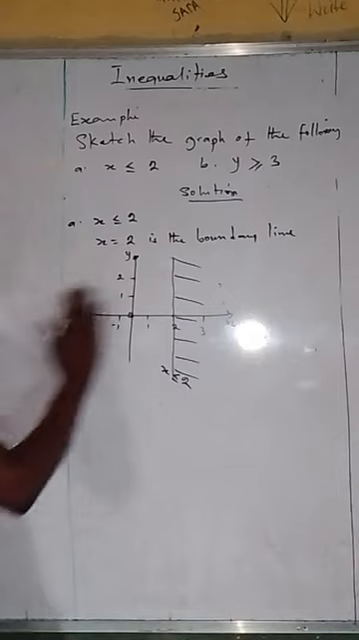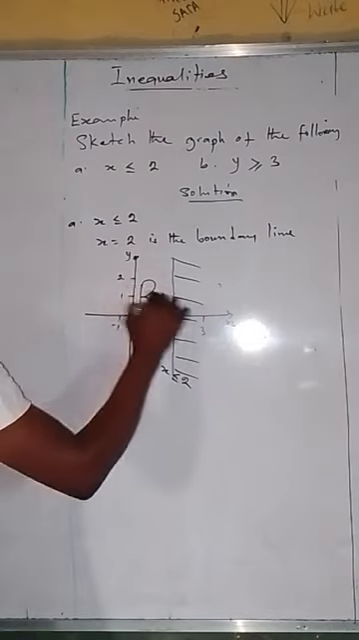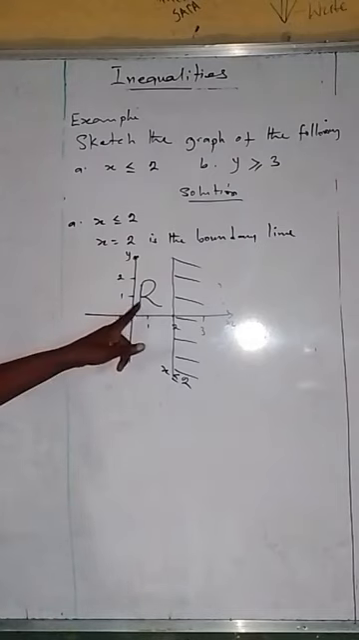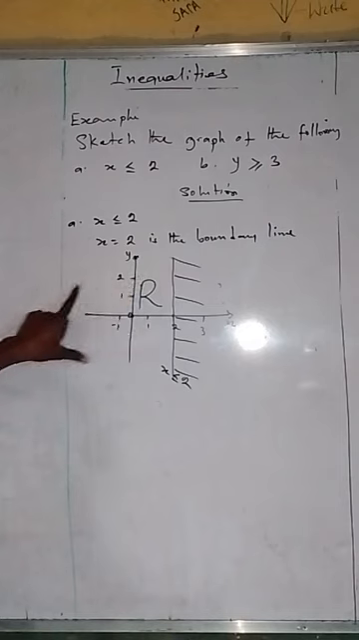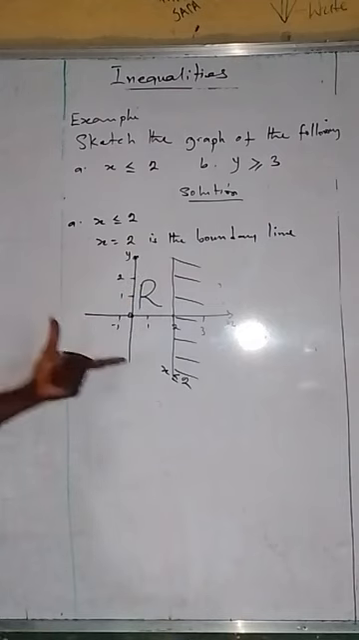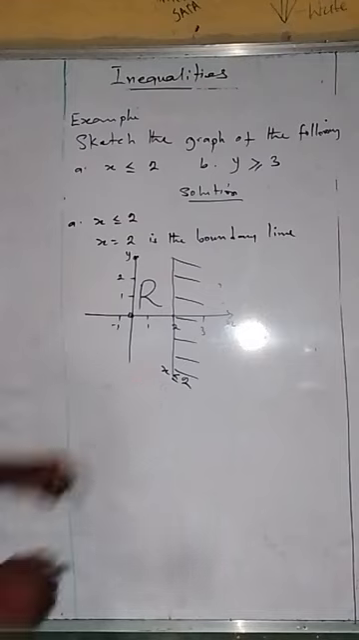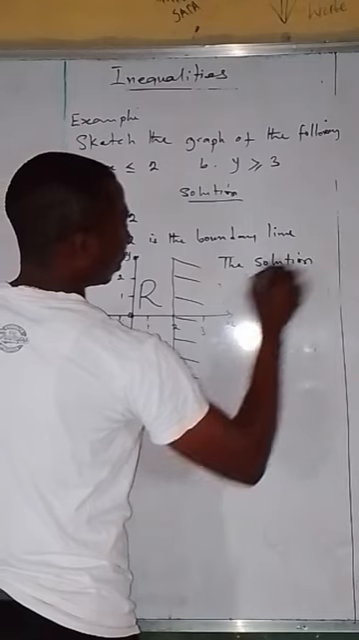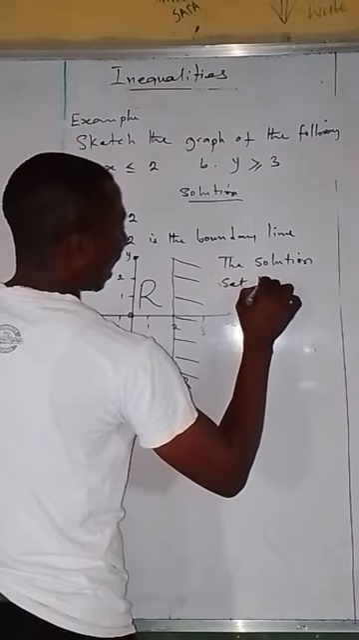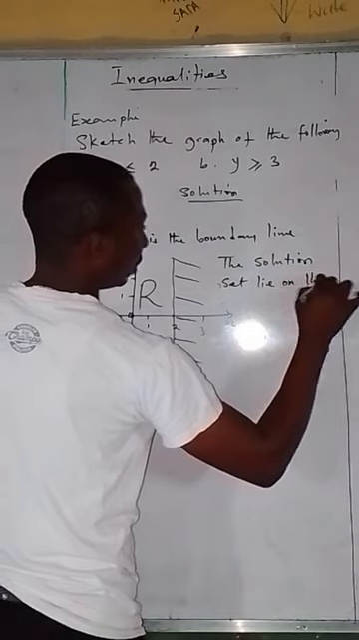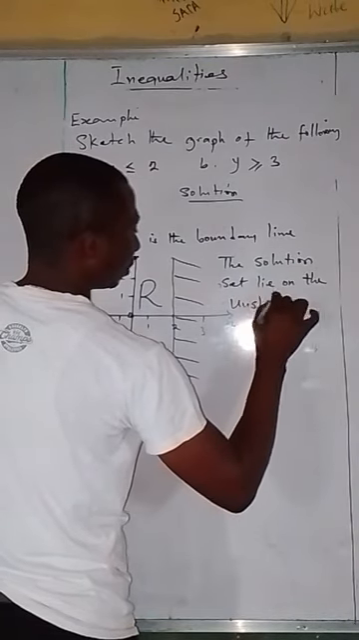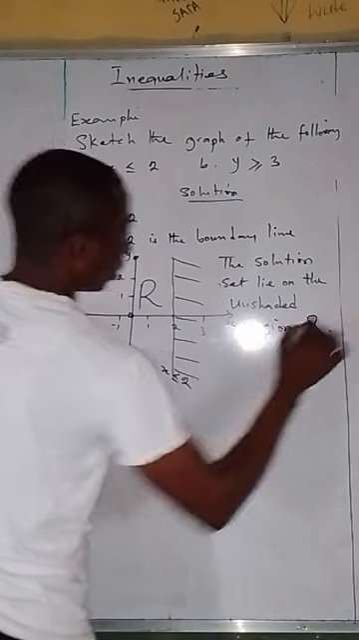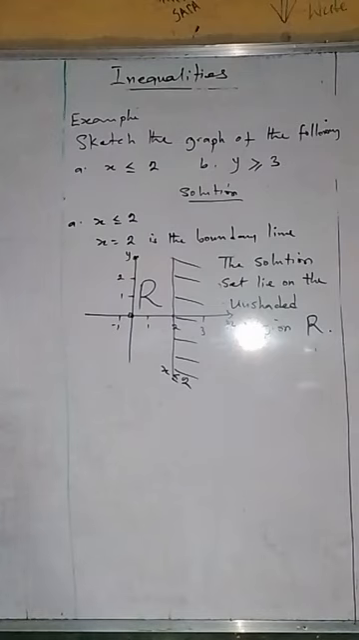Now, look at this region. You can just signify it by R. Okay, so R represents the region where the solution set lies. So you can just back up your graph with this and say the solution sets lie on the unshaded region R. Okay, so that answers the first question.